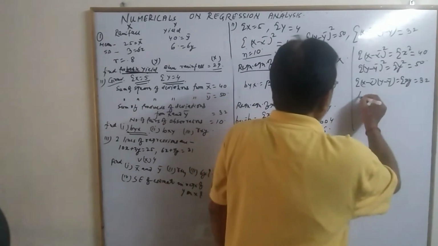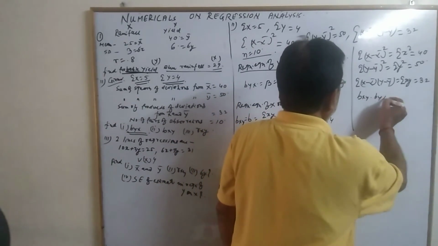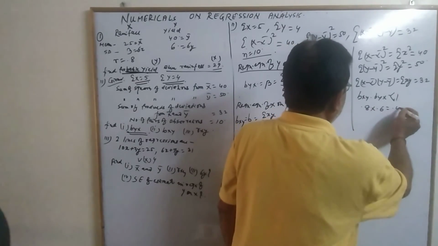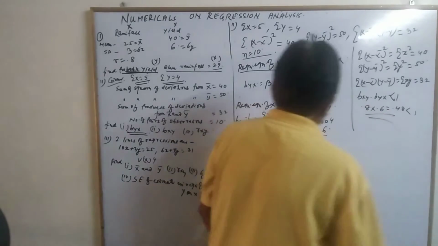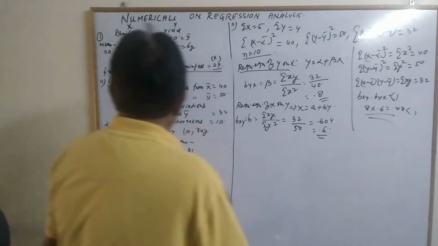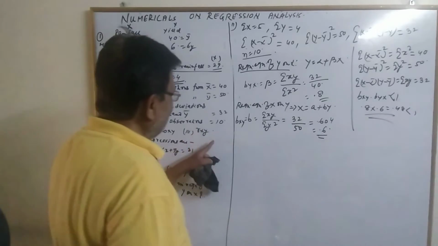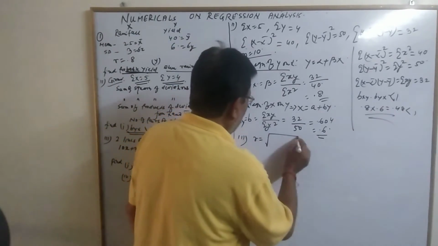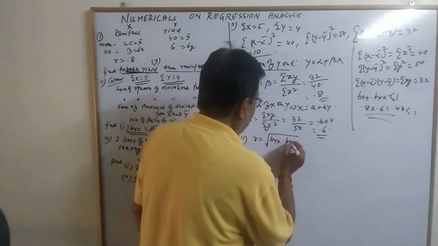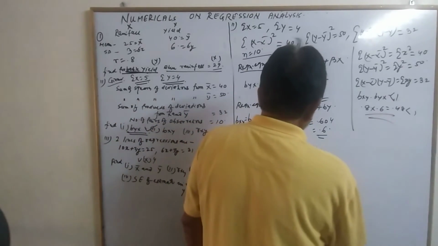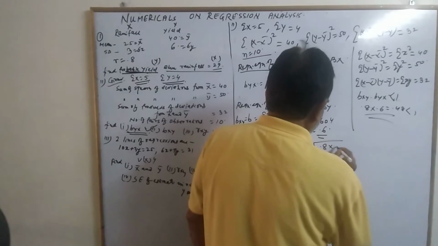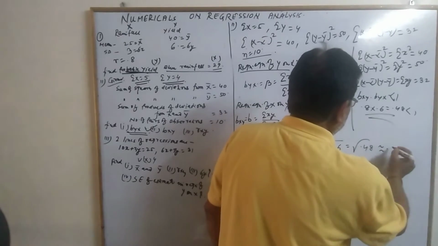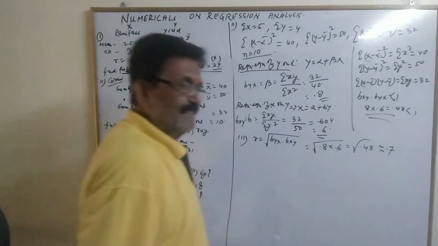be checked. We have seen that bxy into byx must be less than 1. It is 0.8 into 0.6, 0.48, less than 1, it's okay. So this is bxy 0.6. And third is rxy. We have seen that r is under root byx into bxy. So this is 0.8 into 0.6, 0.48, and approximately it is 0.7.